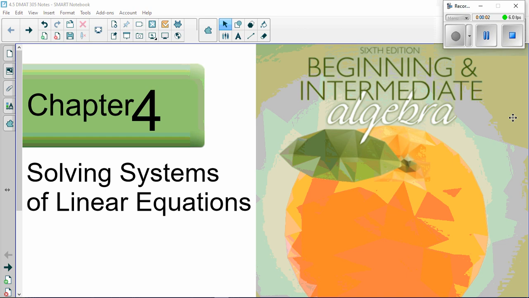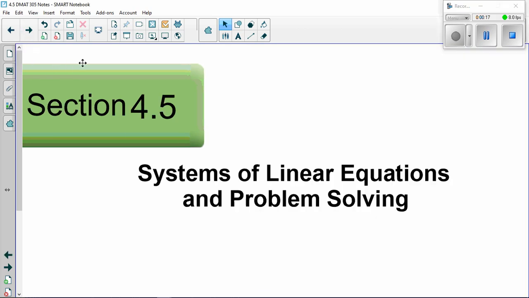Okay, so this is the last section out of chapter 4. And you're going to be applying the substitution, graphing, and elimination methods. So this is 4.5, so it's system of linear equations and problem solving. So yes, that does mean word problems.